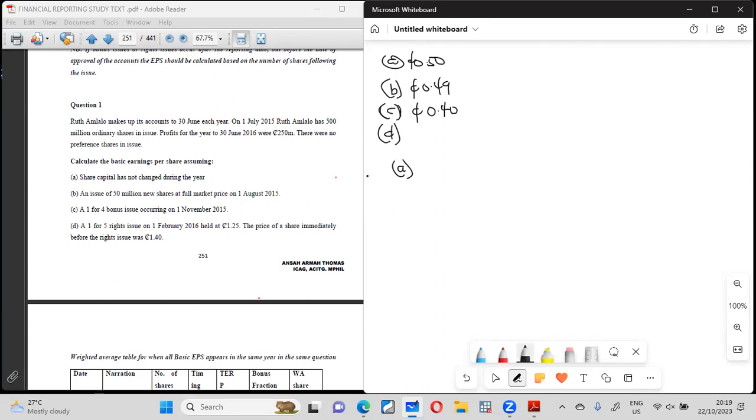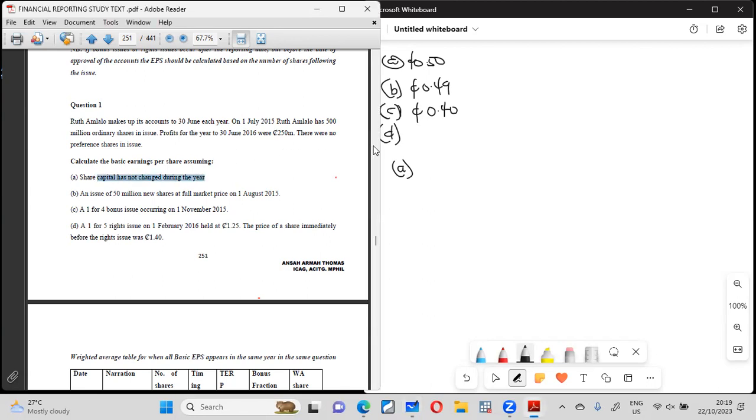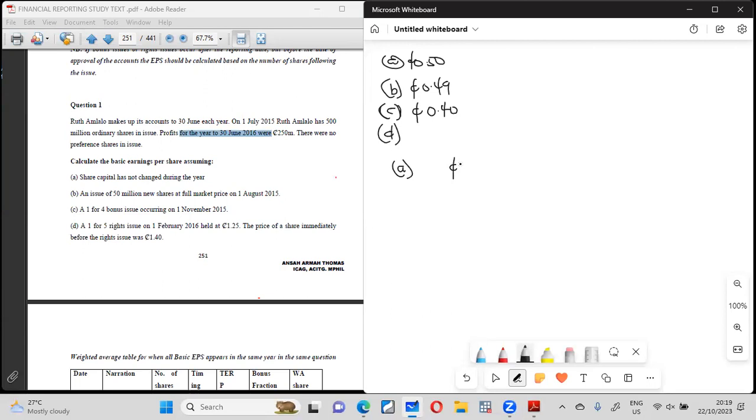So if I look at the A, share capital has not changed. So earnings was how much for the year? Profit for the year was 250. And the number of shares is 500 million shares. So 250 million over 500 million. So you had 0.5. All right, that's correct.